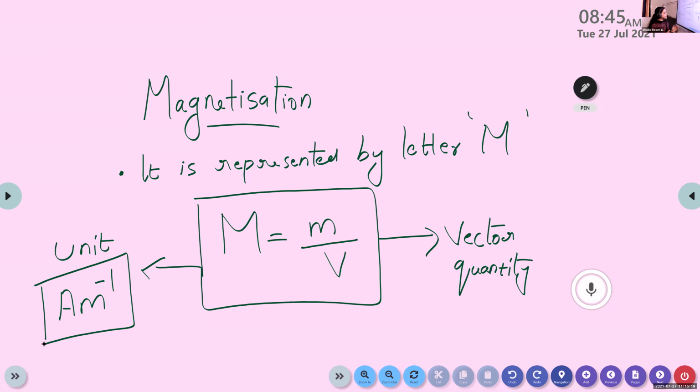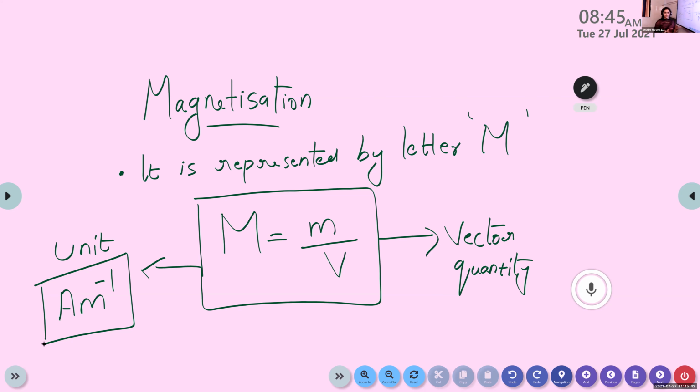So the magnetic dipole moment per unit volume is known as magnetization. It is represented by the letter M. It is a vector quantity because it has both magnitude and direction. And the SI unit of magnetization is A m raised to -1. So depending upon the magnetization, we can say how an object gets magnetized.